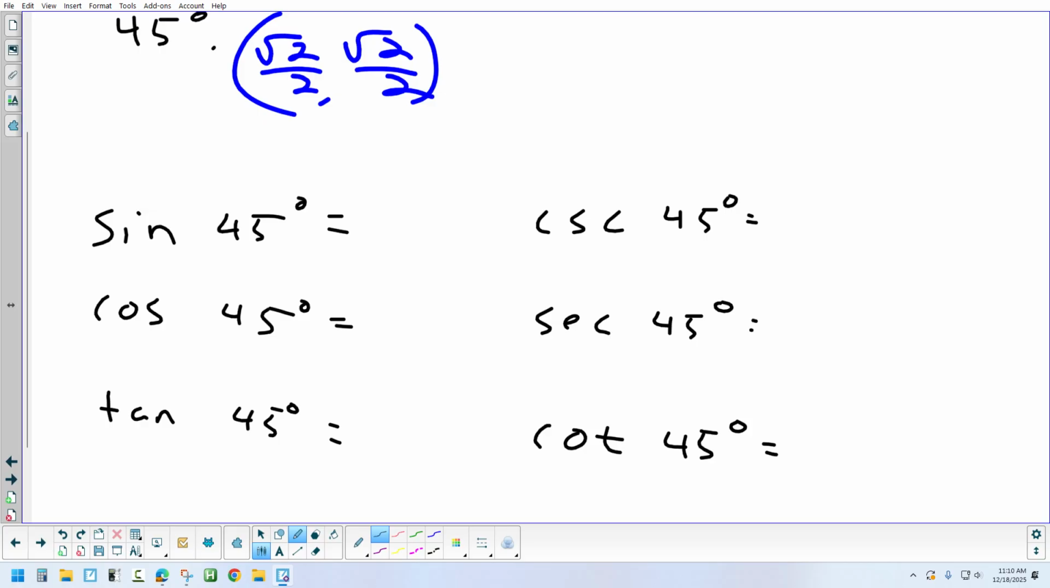What's the sine of 45 degrees? Square root 2 over 2. Yep. What's the cosine of 45 degrees? Square root 2 over 2. It's also root 2 over 2. This is looking similar to what we did in the homework last night. What about the tangent? 1, because you're dividing 2 things that are the same. How about the cosecant of 45?